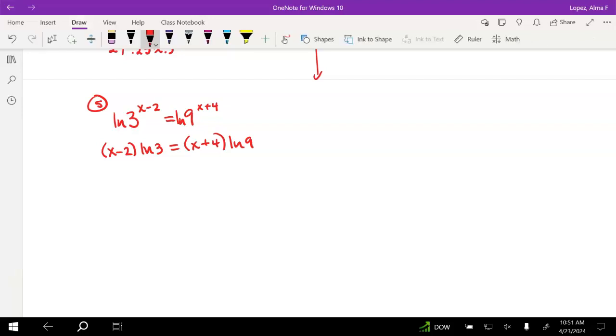and then you look at that and you're thinking, okay, well, natural log of 3 is just a number. It is 1.099, and the natural log of 9 is 2.197. I'm going to distribute 1.099 onto the x, onto the negative 2, and I'll distribute the 2.197 onto the x, and then onto the 4.